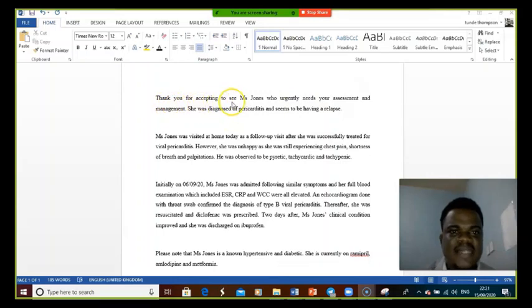Thank you for accepting to see Miss Jones, who urgently needs your assessment and management. She was diagnosed with pericarditis and seems to be having a relapse. Miss Jones was visited at home today as a follow-up visit after she was successfully treated for viral pericarditis. However, she was unhappy as she was still experiencing chest pain, shortness of breath, and palpitations. This should be she.